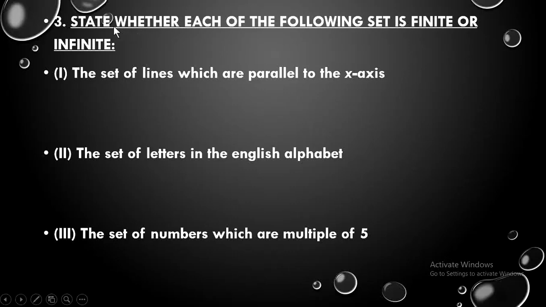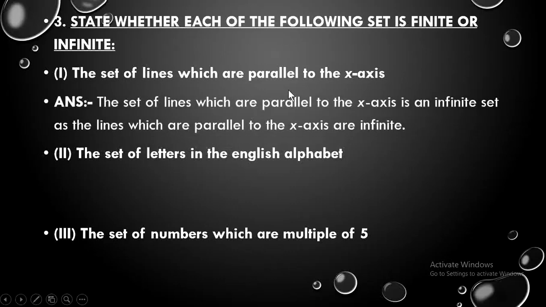Now next question says, state whether each of the following set is finite or infinite, similar to the previous one. First one is the set of lines which are parallel to the x-axis. Now you know the xy axis. Now over here the set of lines which are parallel to the x-axis is an infinite set because you can draw as many lines parallel to the x-axis as you want. So it is again an infinite set.